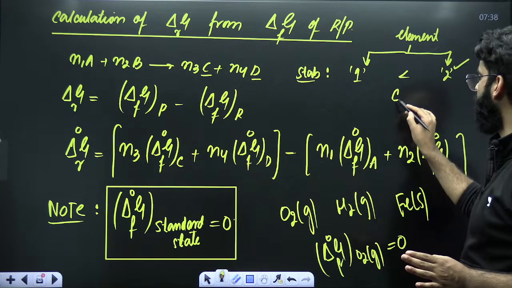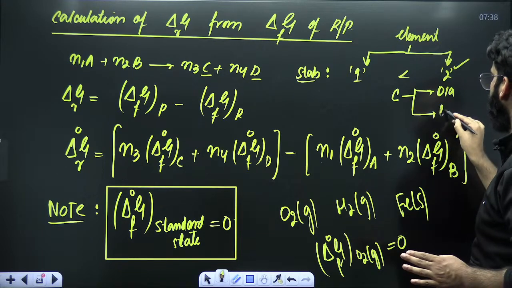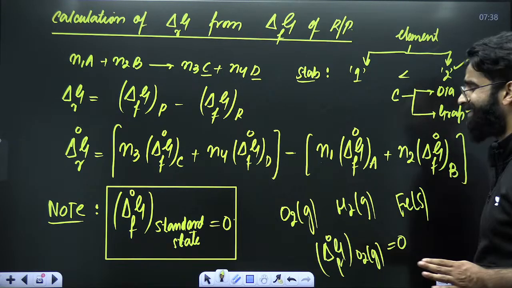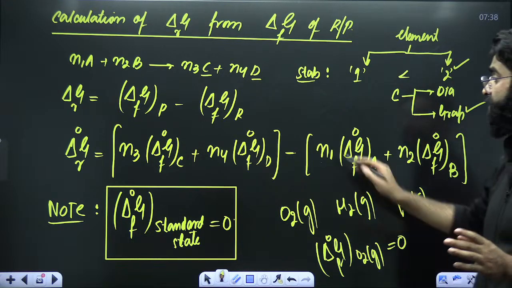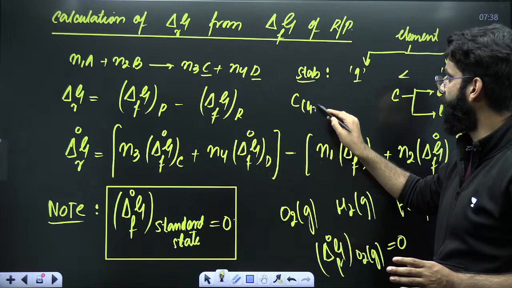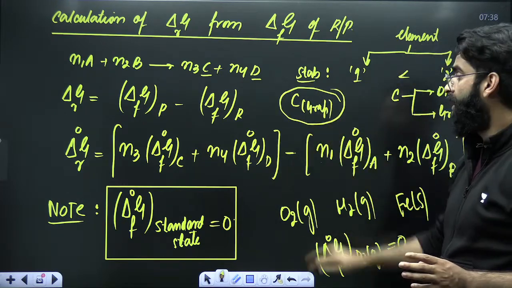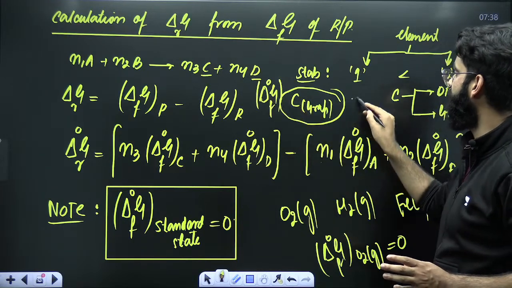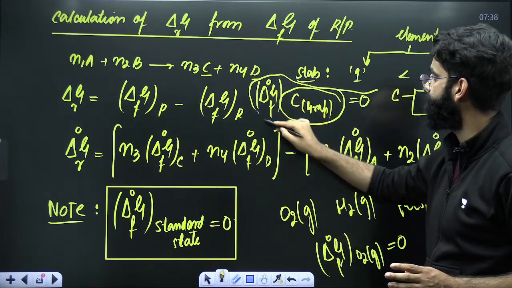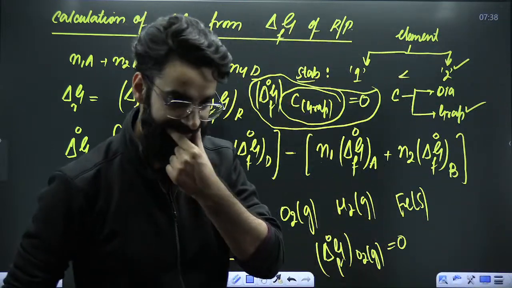For example, if I talk about carbon, carbon has got two main allotropes: one is diamond and one is graphite. And thermodynamically, graphite is considered to be more stable. If graphite is more stable, that means carbon graphite is going to be the standard state of carbon, and delta G naught for the formation of carbon graphite will be directly taken as 0. I hope you will remember this from now onwards. Is this clear?